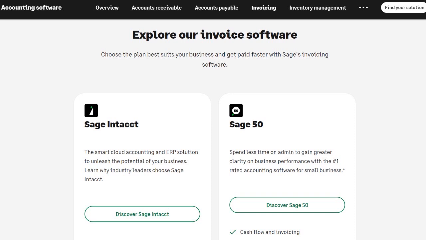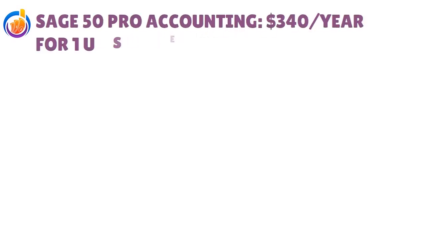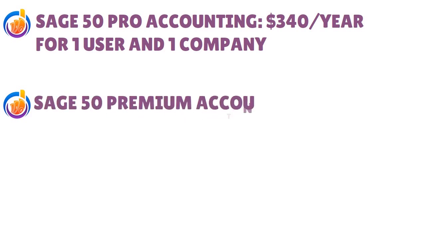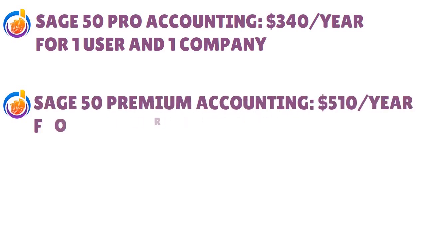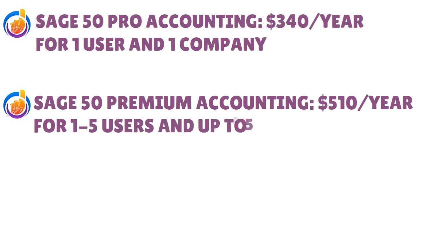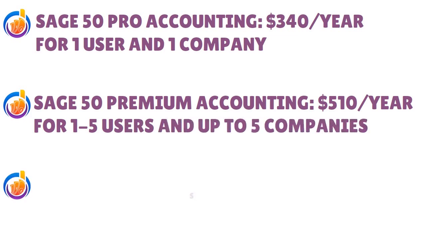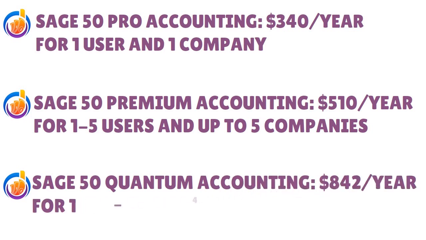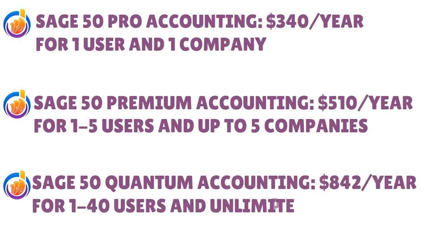But we were able to do some research and investigation, and we found that Sage 50 Pro Accounting will cost you $340 a year for one user and one company. You have Sage 50 Premium Accounting that will set you back $510 per year for 1 to 5 users and up to 5 companies. And Sage 50 Quantum Accounting will set you back nearly $1,000 per year for 1 to 40 users and unlimited companies. So you can see that Sage 50 invoicing software is part of the Sage 50 accounting suite.